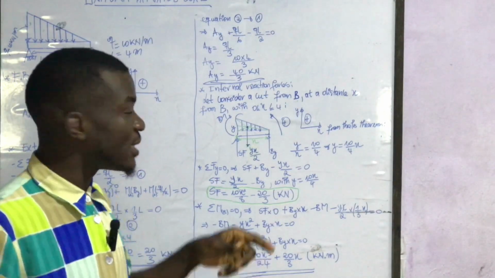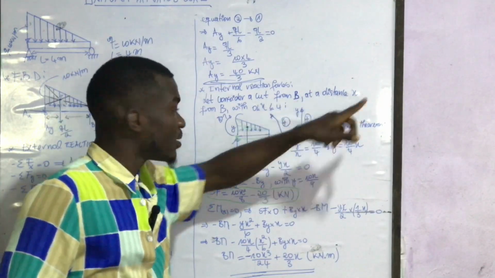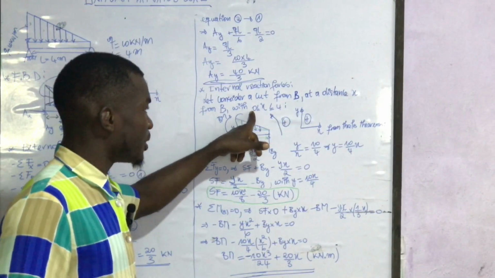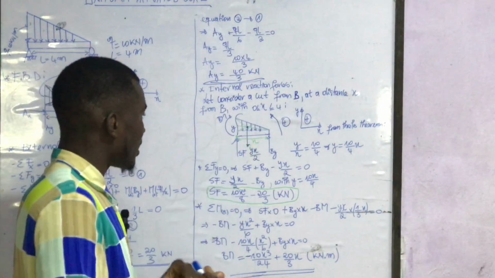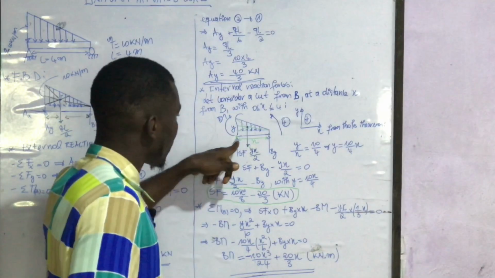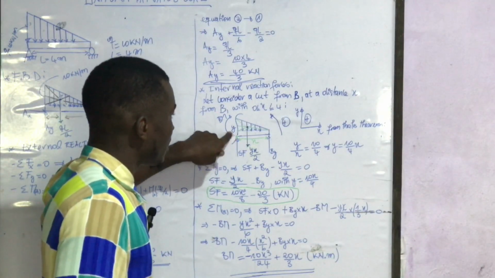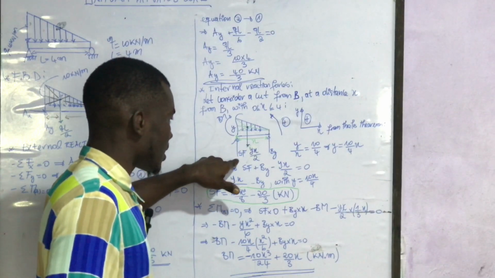So we will consider a cut from B at a distance x from the point B, with x within the interval 0 to 4. This is the section that we made. This is the axis of rotation here. This is the bending moment, abbreviated BM, and this is the shear force SF.